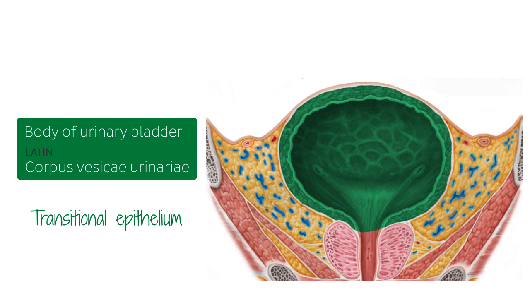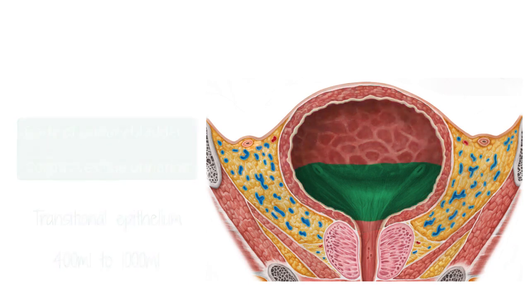It is located between the fundus and the apex of the urinary bladder, and the entire volume of the bladder varies, but it can hold between 400 milliliters to 1,000 milliliters. The ureters will be opening on the body of the bladder posteriorly, and when empty, the urinary bladder has a pyramidal shape.